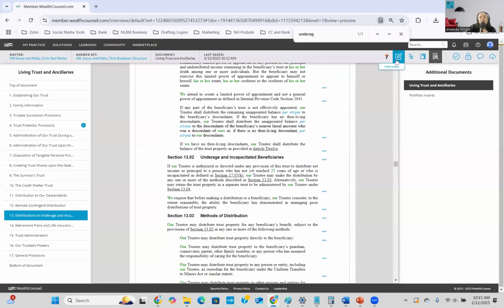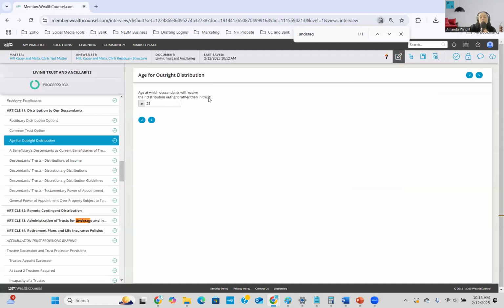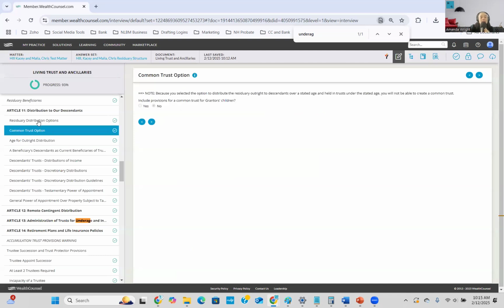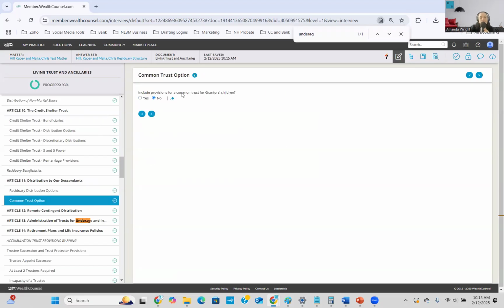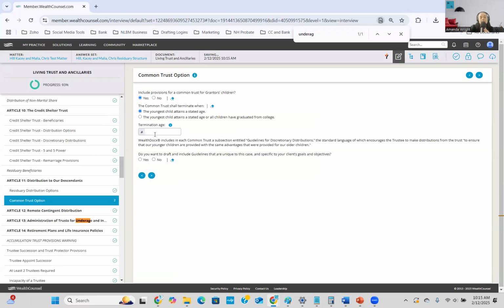All right. So we've covered outright, and we've covered that some people are getting it outright and people under a certain age are getting it in trust. Now let's look at if we just add the common trust. So we're going to go outright, but we're just going to add a common trust in. And when we click yes here, we're going to say when the youngest child reaches 25. So until they're 25, everything is going to be held together for the benefit of all beneficiaries here, Wyatt, Celia, and Cypher.